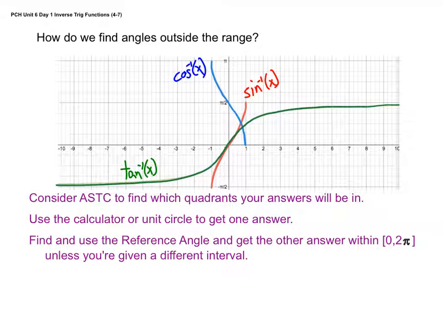Well, first of all, we need to consider, and you can do this part before you even use your calculator, all students take calculus to find which quadrants your answers are going to be in. If you have sine of x equal to a negative number, you know you should get an answer in the third quadrant and the fourth quadrant. Okay? Then use the calculator or the unit circle to get one of your answers, and then use the reference angle to get your other answer. Okay? And that's all there is to it.